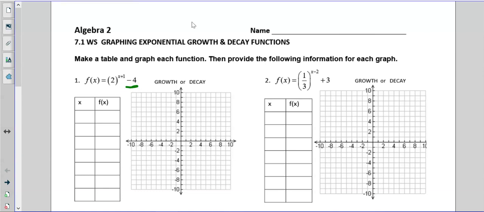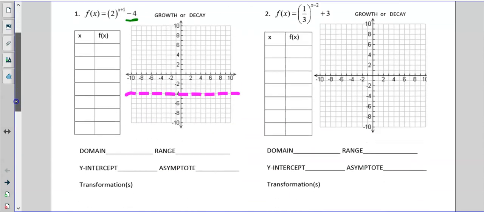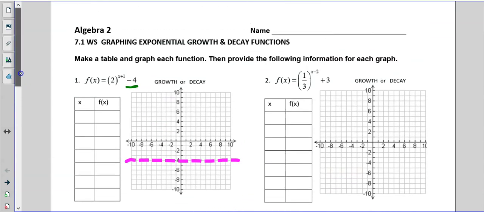This -4. This is that electric fence, that border. So right away, I like to put at -4 at y equals -4, put this right here. That is the asymptote. That is where it will not cross. It's the electric fence. Okay. I also like to just get this out of the way right now, just to remember that that is -4. It's also going to play an important part in the range when we get to there.